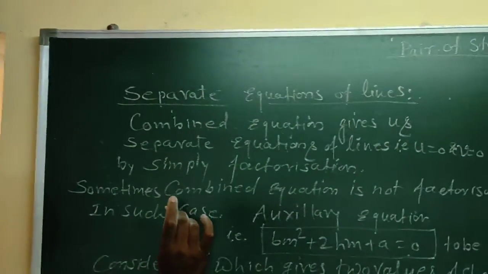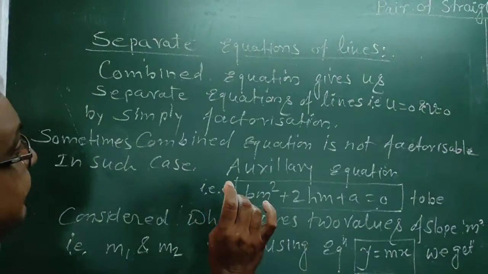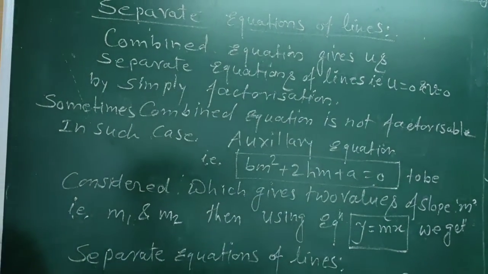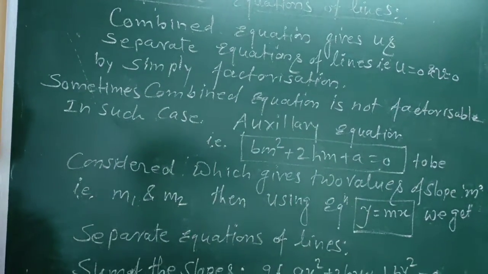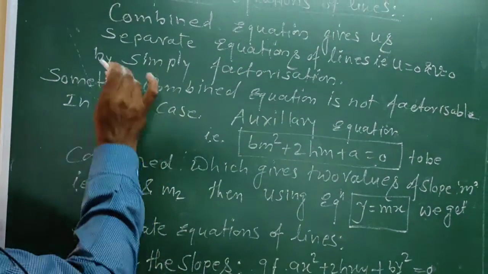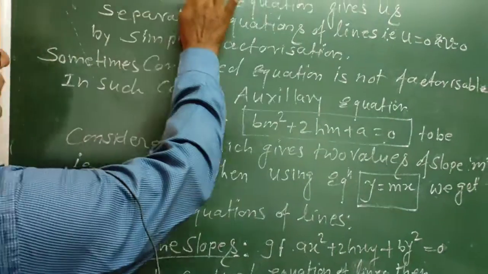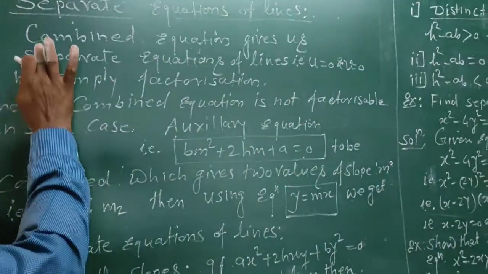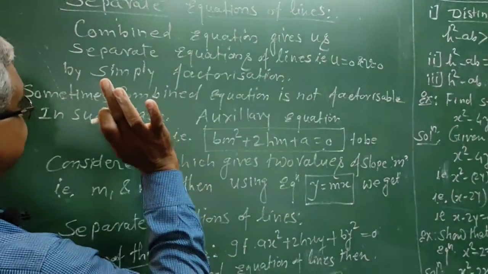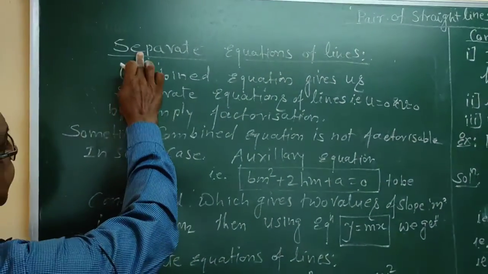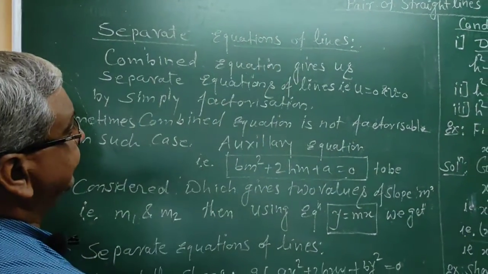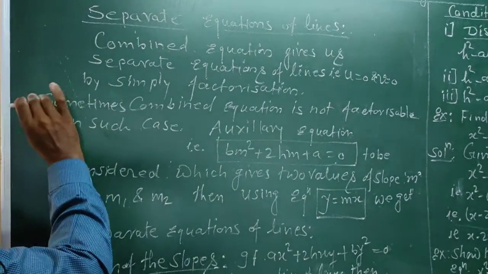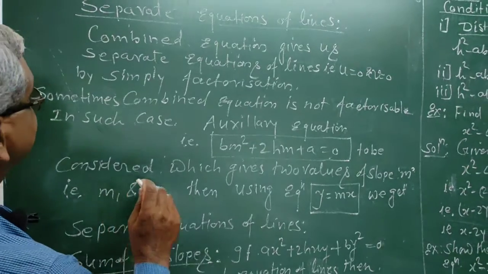Students, in the last lecture we have seen about the pair of lines and the equation of the pair of lines, that is, the combined equation of the pair of lines. Now in this lecture we start with the separate equations of lines that are obtained from the combined equation of the lines. So how can you obtain the separate equations of the lines? It is a very easy method, but sometimes some difficulties occur.